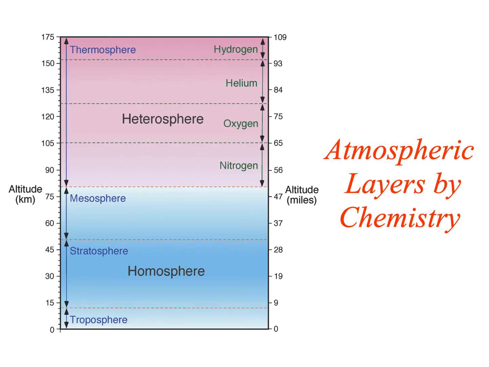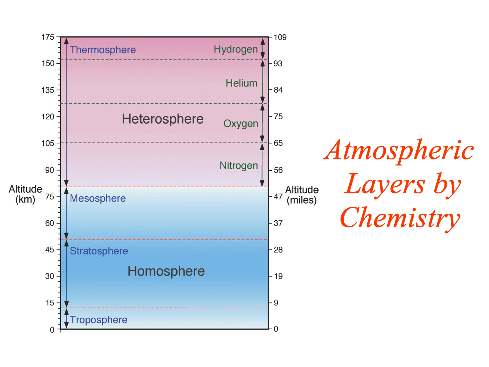Now, I told you we can also organize the atmosphere by chemistry, and we have two general layers. The homosphere indicates that the gases in this layer are equally mixed. We're talking about the nitrogen, the argon, the oxygen, carbon dioxide, the 11 gases that were in our table. They're mixed in this homosphere.